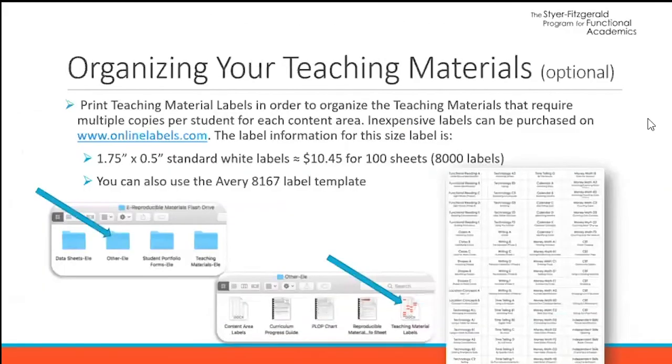Organizing your teaching materials: print teaching material labels in order to organize teaching materials that require multiple copies per student for each student content area. Inexpensive labels can be purchased on www.onlinelabels.com. The label information for this size label she has listed here, and that information is also on your thumb drive.